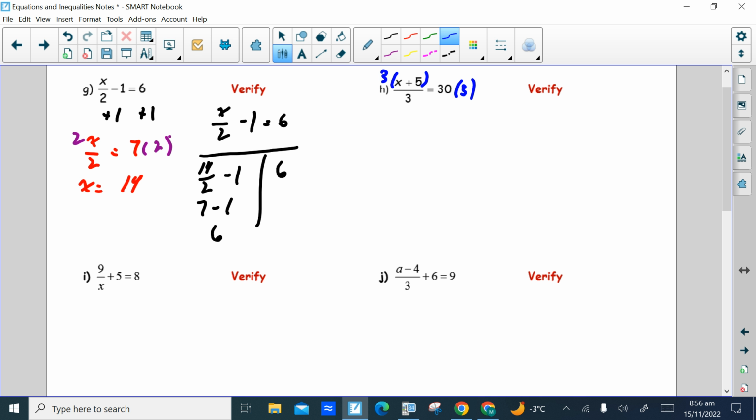And on the left, the 3 divided by 3 cancels. You're going to get 1 times the x plus 5, or just x plus 5 on the left. And on the right side, 30 times 3 is 90. Now what, Kyler? How do we get x by itself? You agree with that, Arpit? Absolutely.